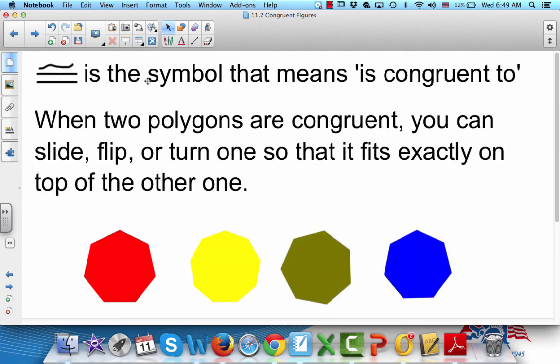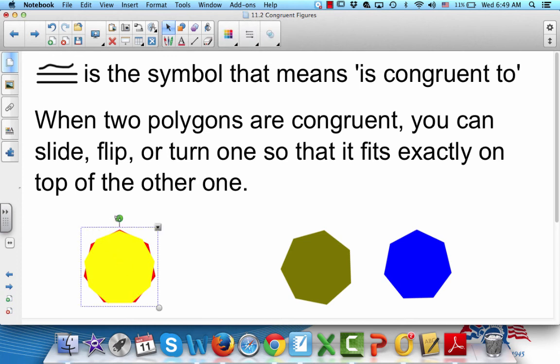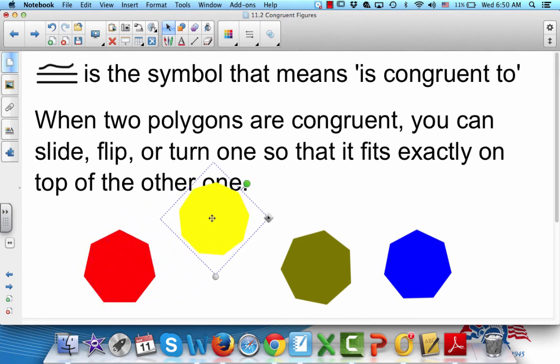This is the symbol that means is congruent to. Whenever you see an equal sign with a wavy line above it, that means is congruent to. When 2 polygons are congruent, you can slide, flip, or turn one so that it fits exactly on top of the other. So we start with this one, and we move this one over there on top of it. It doesn't seem to fit, does it? Let's see if we turn it, what will happen. Nope. Won't fit. You can always see red underneath it. So that one's not congruent.